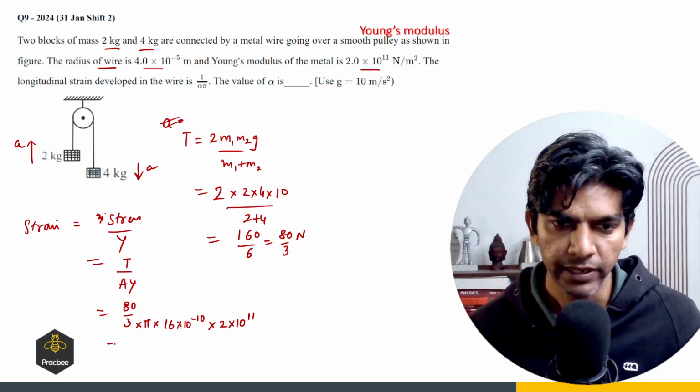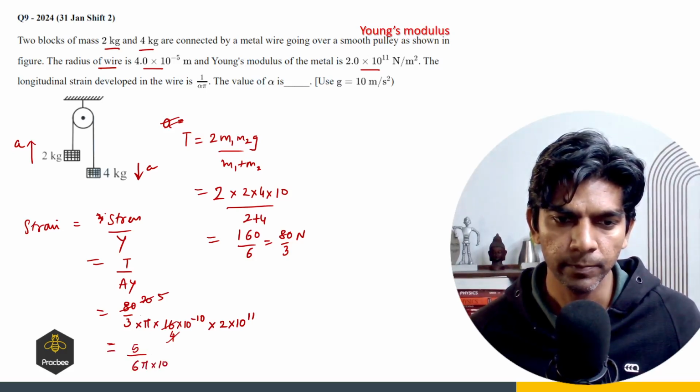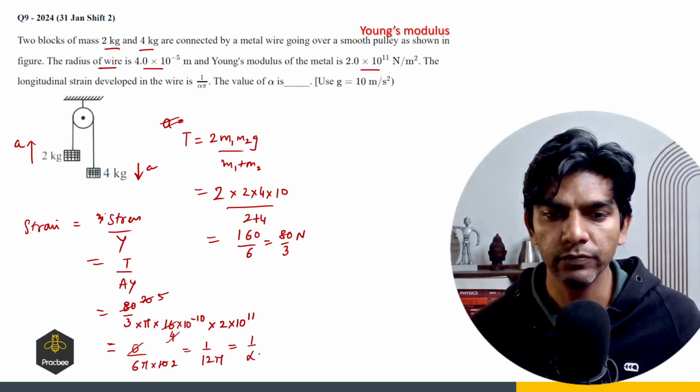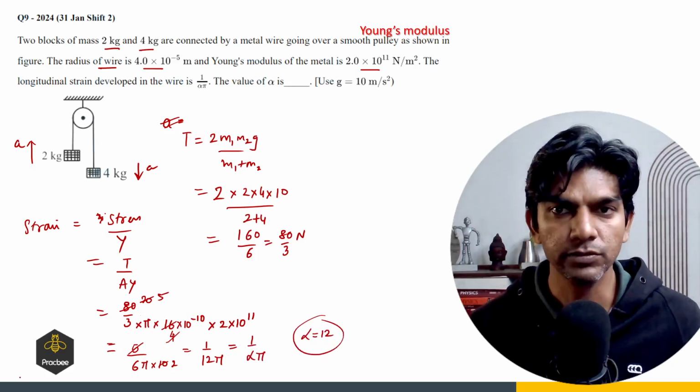Right? So this can be written as, we have 4, and this will be 20, and this will give us 5. So it comes out to be 5 divided by 6 pi into 10, and this will be 2. So it will be 1 upon 12 pi. And this is given as 1 upon alpha pi, so alpha will be 12. So 12 is the answer of this question.